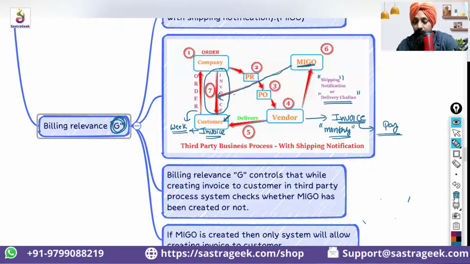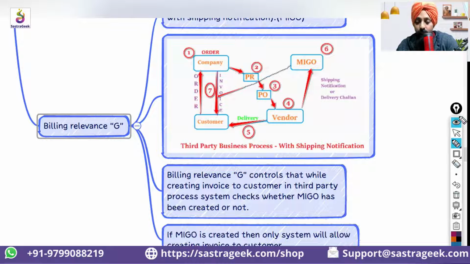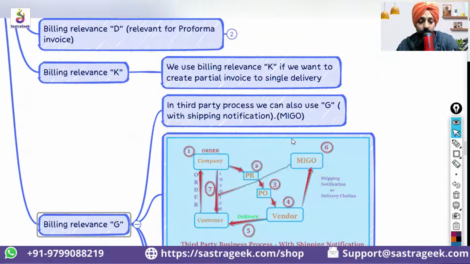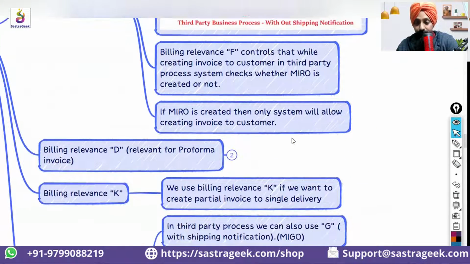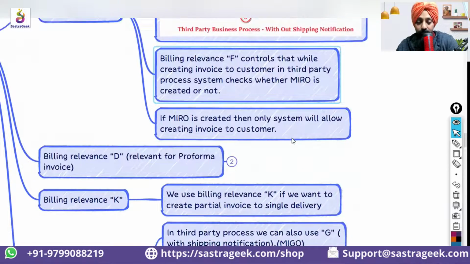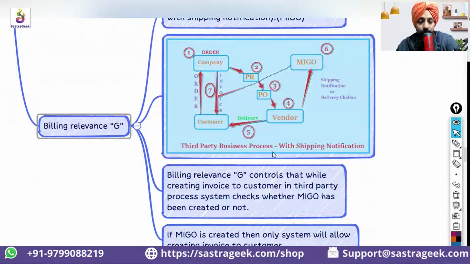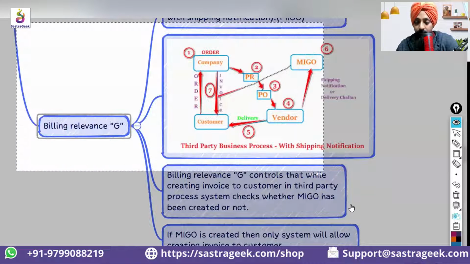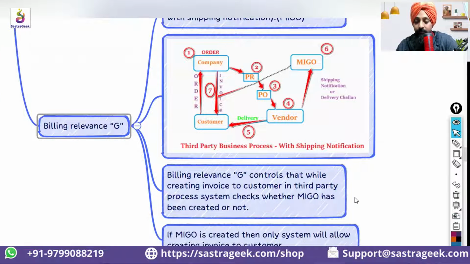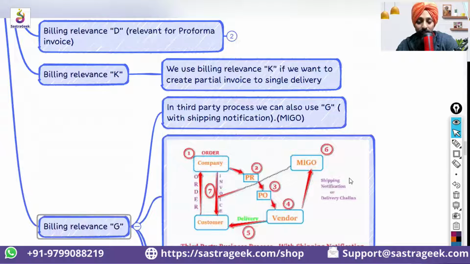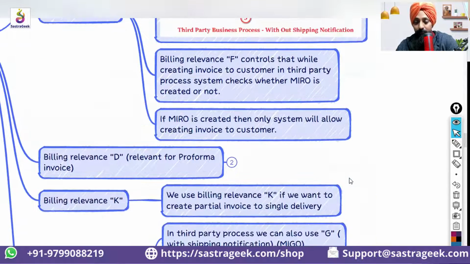So that is the difference between billing relevance G in the third party process and billing relevance F. Difference between F and G. Okay, so this is very important for the third party processes. These questions would be asked in interviews. If you have billing relevance F, what is going to happen? If you have billing relevance G, what is going to happen in your third party process?